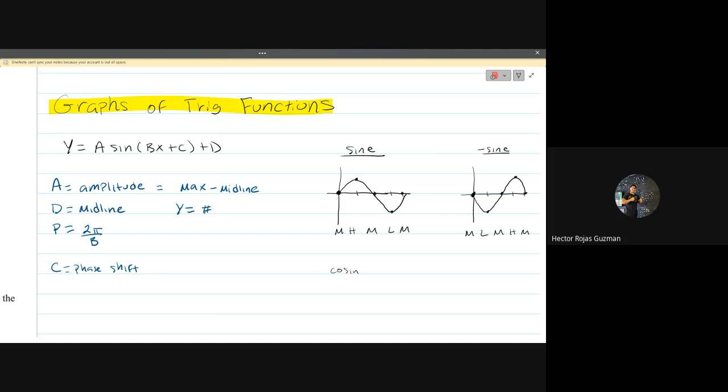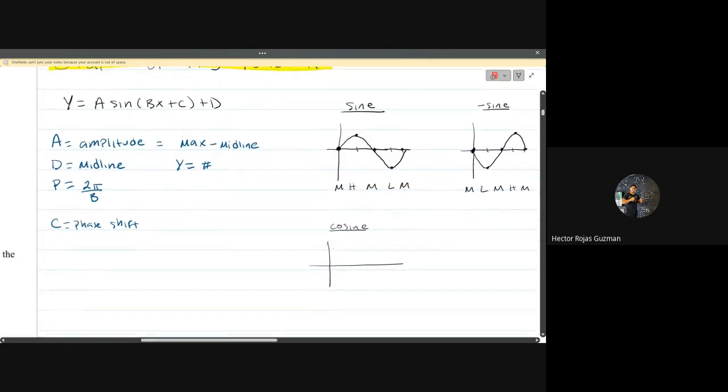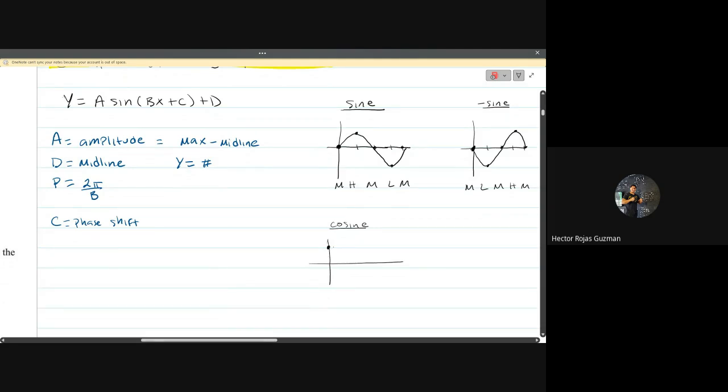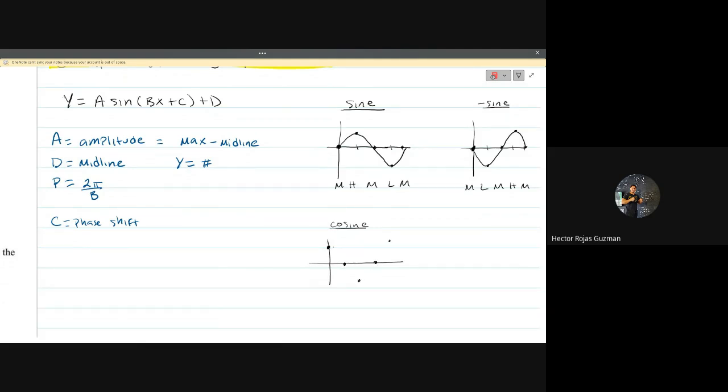Cosine. Cosine does not start at the midline. A positive cosine graph starts with the highest point. High, middle, low, middle, high. And the cycle repeats after that. High, middle, low, middle, high.